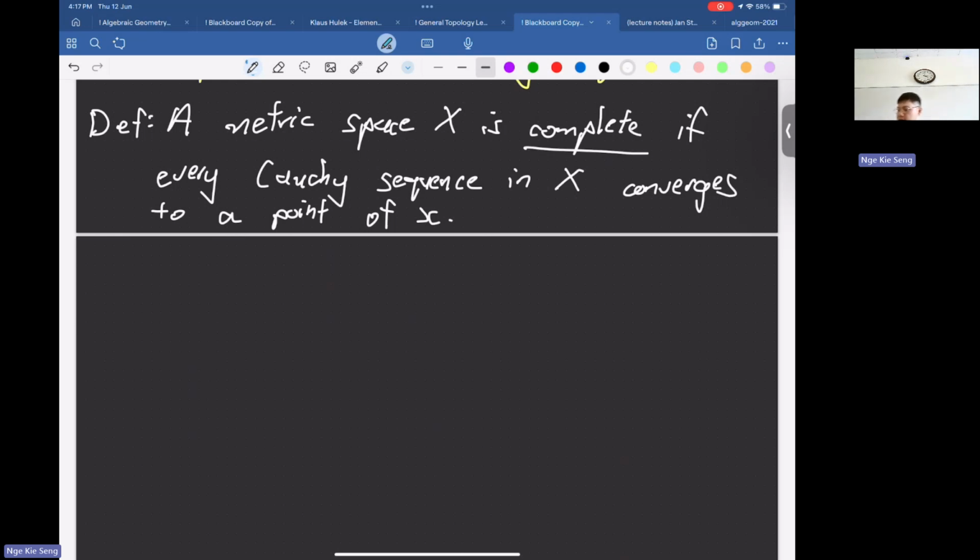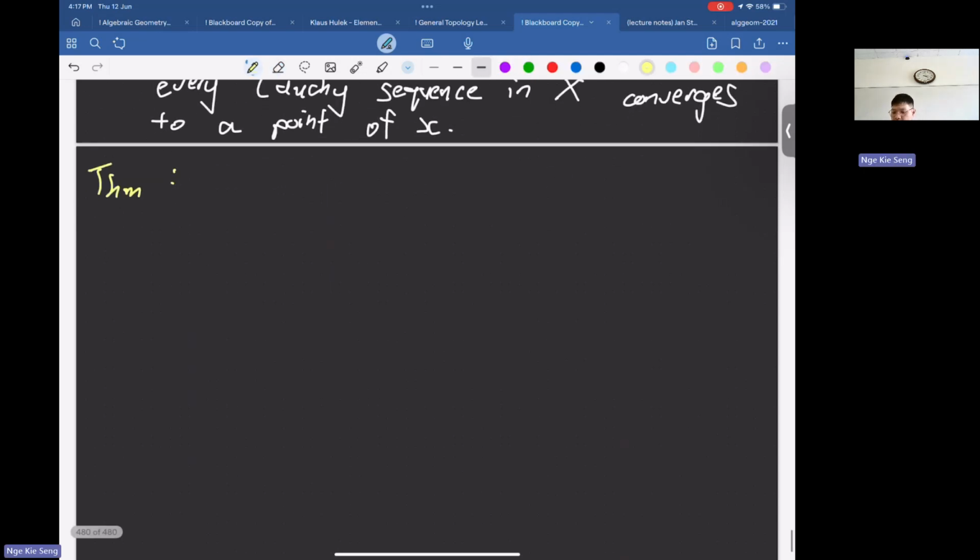So what things do you know are complete, in particular from MA? R is complete, right? So what did you learn about R being complete? How is R complete? That's the definition. What's the axiom? Say one. How is R complete?